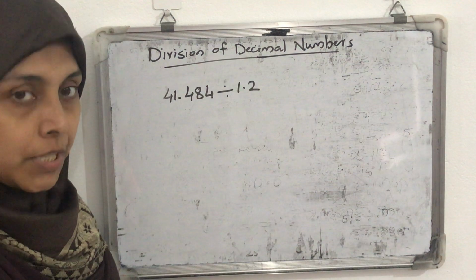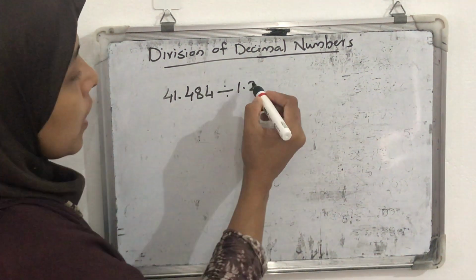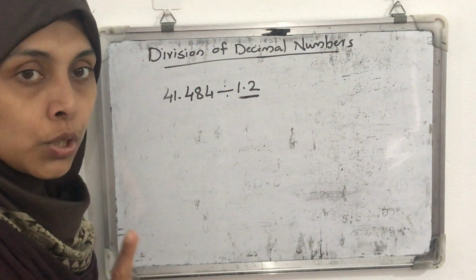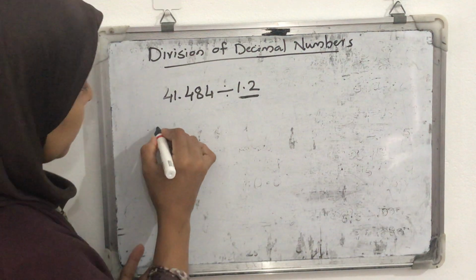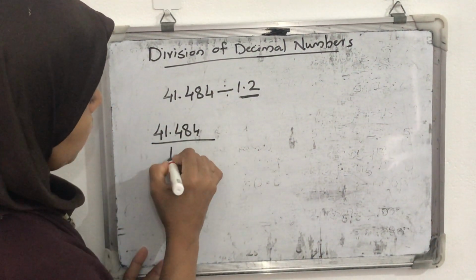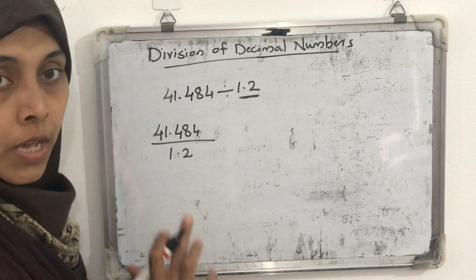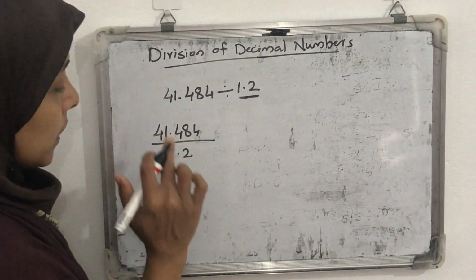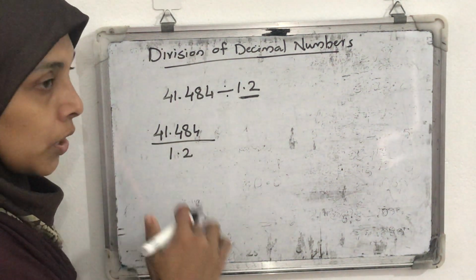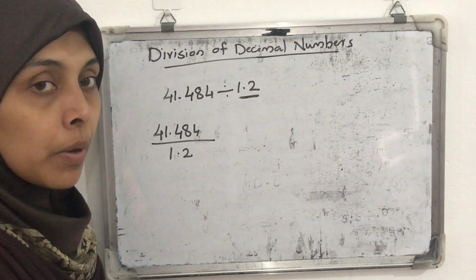For that, first step is, we want to take the divisor. What is the divisor here? 1.2. So first we can write this in the form of a fraction. This is the same as 41.484 divided by 1.2. Now first step is to change this decimal number into a whole number. How can we change this decimal number into a whole number?